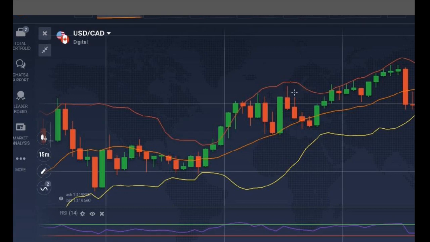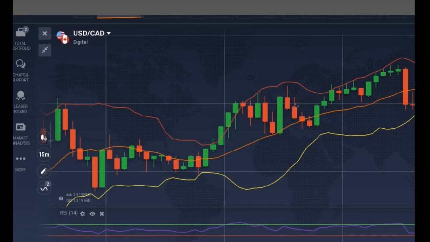Okay, so what you are now waiting for, and by the way, you must confirm that the divergence is obeyed also. There must be a corresponding divergence on the RSI chart. When the divergence is confirmed, then you know that is a perfect setup.